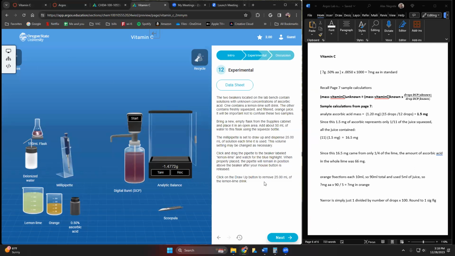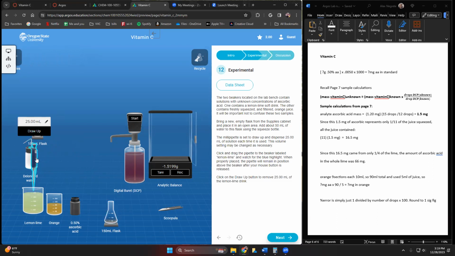So here it's telling you for the lemon drink, we're using 25 mils. So if you see there, I can put this in here. It's going to drop 25 mils, and then I can go ahead and put that into a flask. But I also need to add water to the flask. It says add 50 mils of water. So make sure you're adding water to the flask.